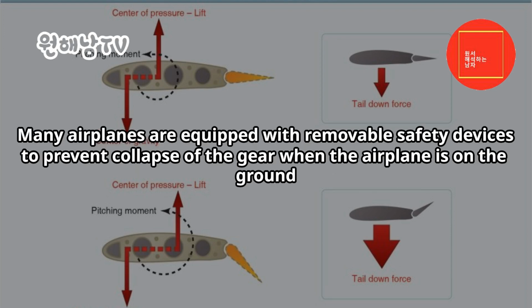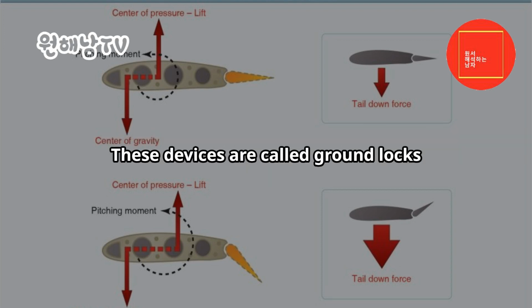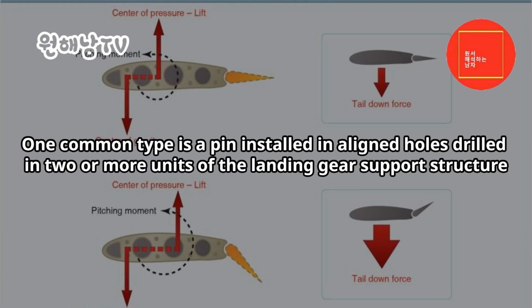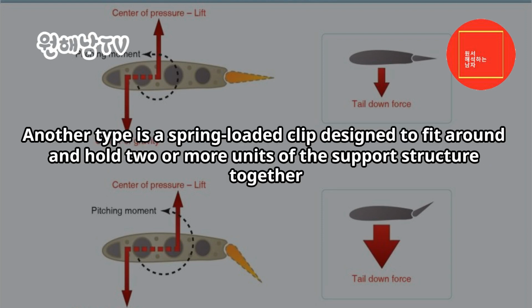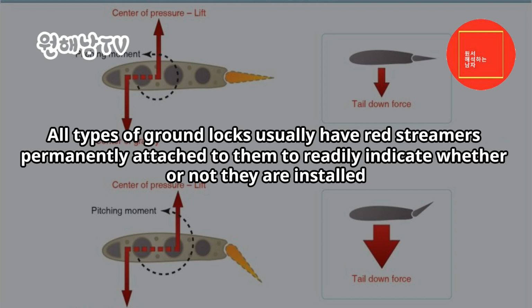Many airplanes are equipped with removable safety devices to prevent collapse of the gear when the airplane is on the ground. These devices are called ground locks. One common type is a pin installed in aligned holes drilled in 2 or more units of the landing gear support structure. Another type is a spring-loaded clip designed to fit around and hold 2 or more units of the support structure together. All types of ground locks usually have red streamers permanently attached to them to readily indicate whether or not they are installed.